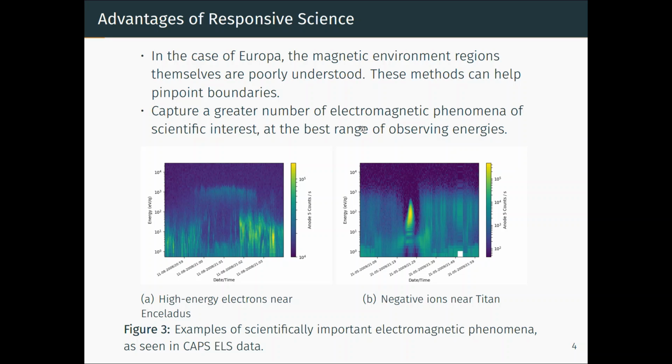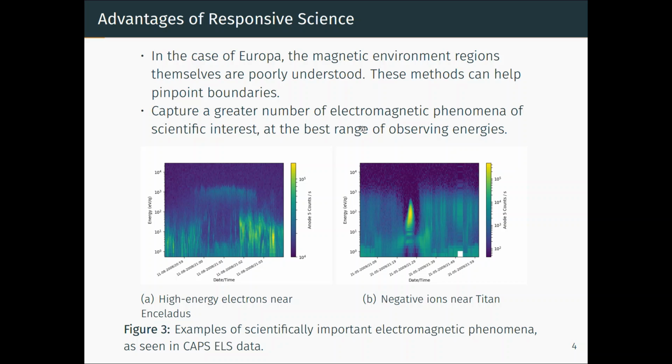What are the advantages of a responsive instrument? In the case of Europa, the magnetic environment regions themselves are poorly understood. These methods can help pinpoint boundaries. Also, we can capture a greater number of electromagnetic phenomena of scientific interest at the best range of observing energies.